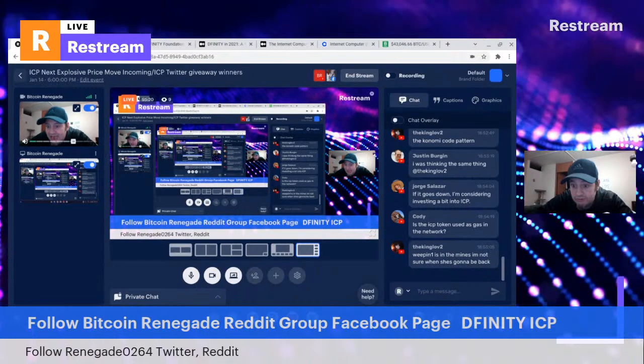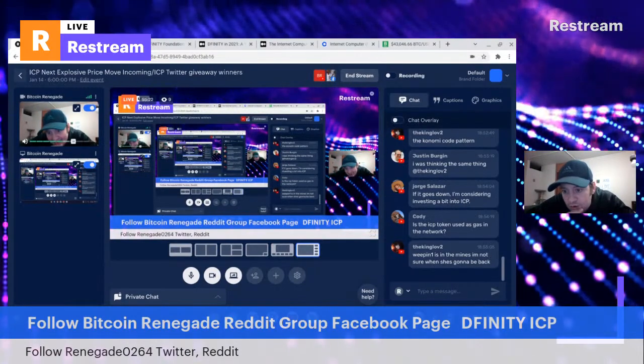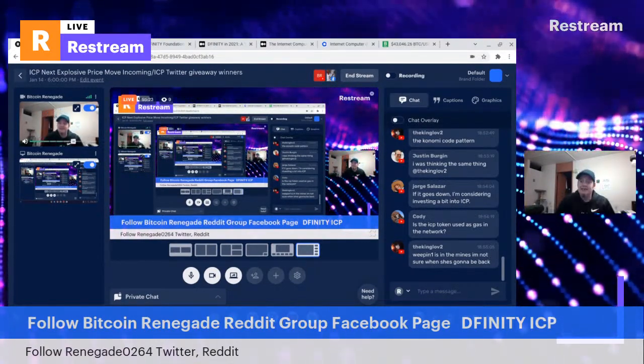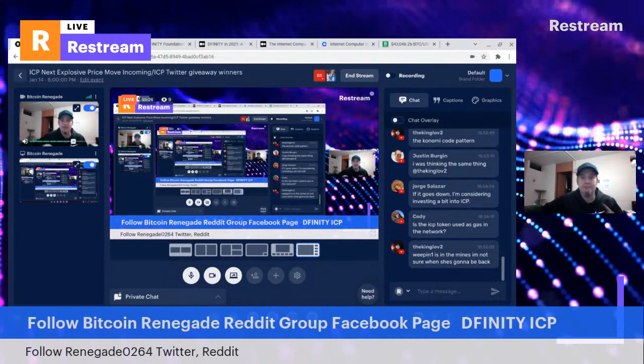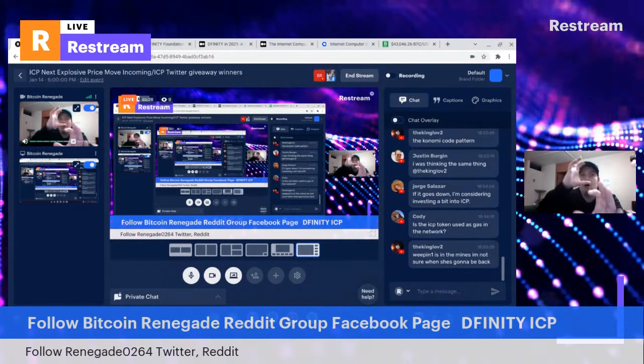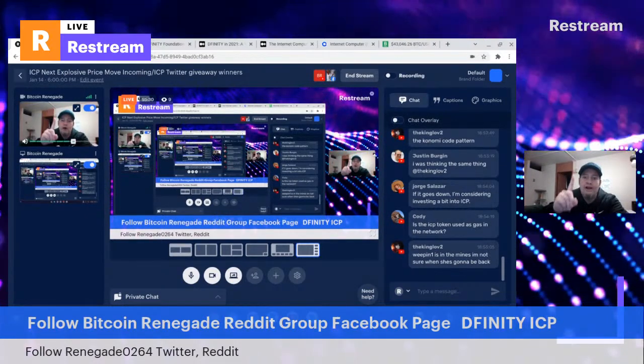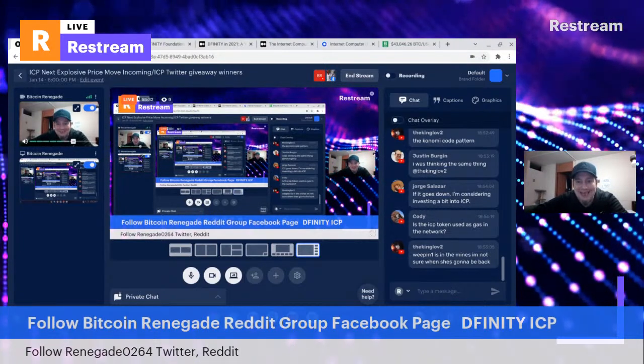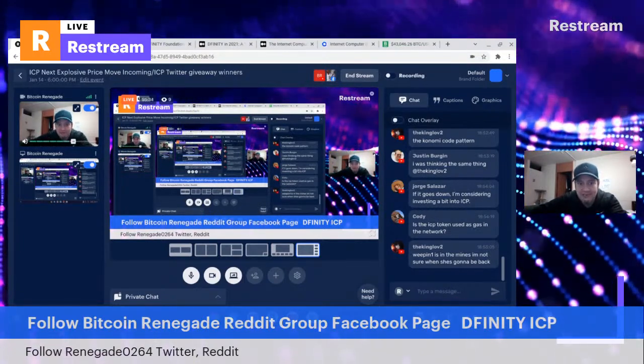Is the ICP token used as gas in the network? Yes, it is. And it's cheap. It's 0.0001 ICP per transaction. It's very cheap, like 15 cents or something.